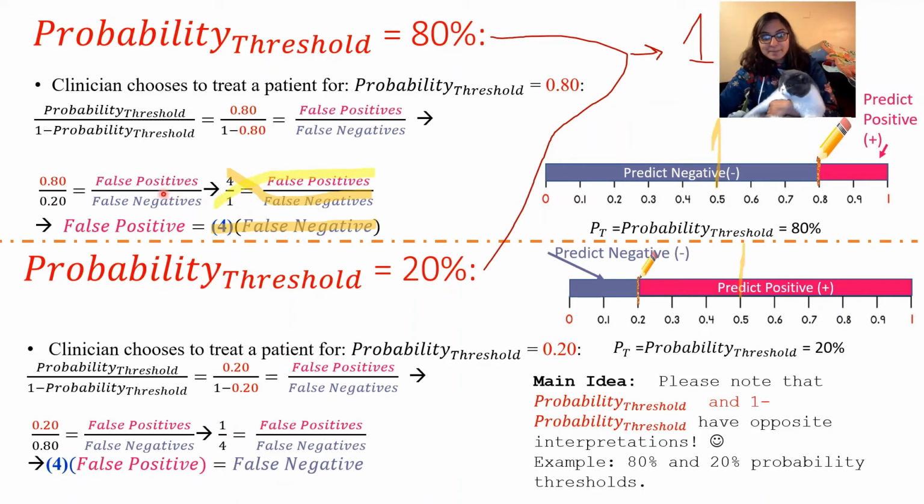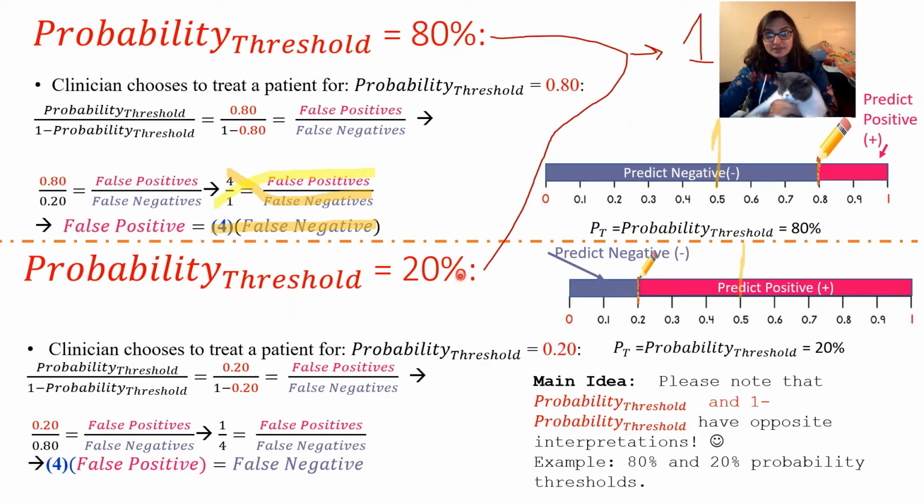So basically, the harm from 1 false positive is equal to the harm of 4 false negatives. That's what this means. The harm from 1 false positive is equal to or even worse than the harm from 4 false negatives. So we really want to reduce false positives here. And that's also what we observe because this threshold is greater than 50%.